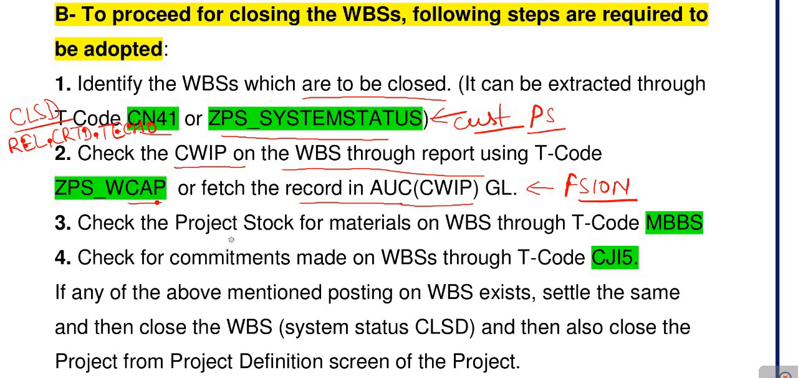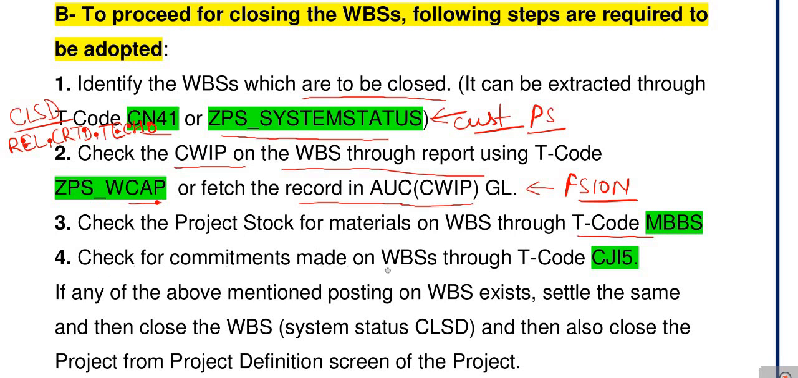Third one, check the project stock for the material on the WBS through T-code MBBS. It will show the pendency of the unused project stock which is still pending for issuing to the WBS. Analyze the project stock and return the unused stock by cancelling the 415 movement type or project planning document, or you can directly do a goods issue if it's still pending for consumption.